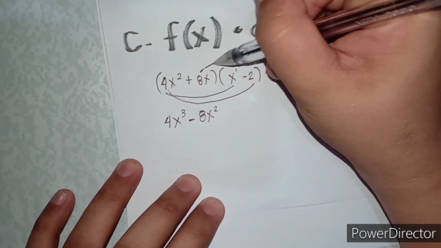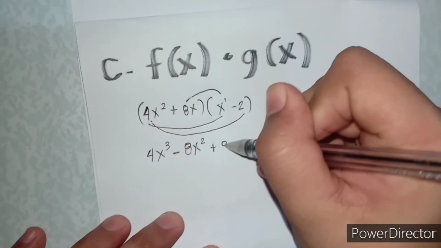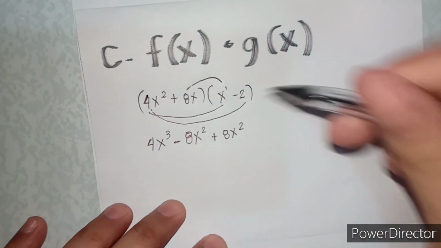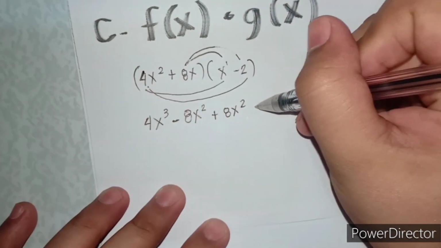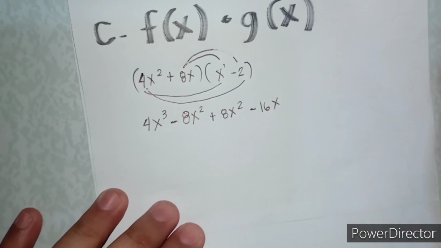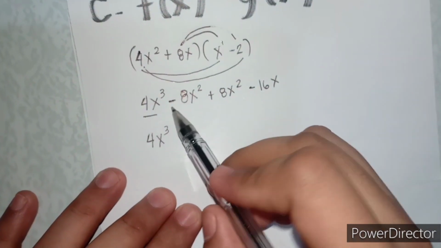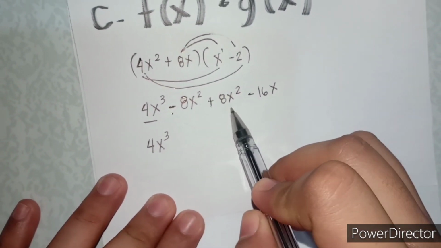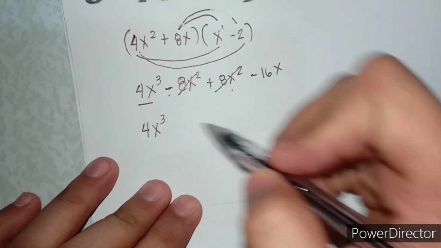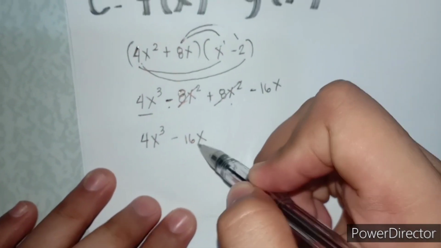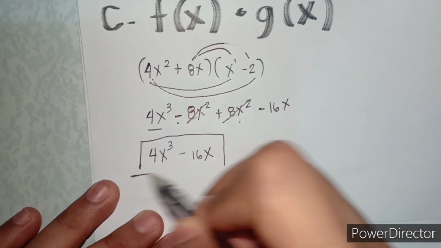Next, inside. 8x times x is positive 8x squared. Next, 8x times negative 2 is negative 16x. Walang kapares yung cube, kaya copy 4x cubed. Negative 8x squared plus 8x squared is cancelled out kasi 0 ang sagot. So, cancelled out, minus 16x. Since hindi na sila pwedeng isimplify, that will be our final answer.